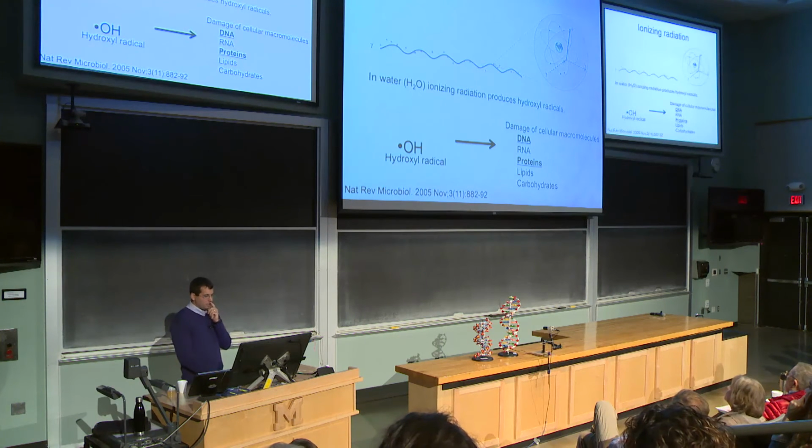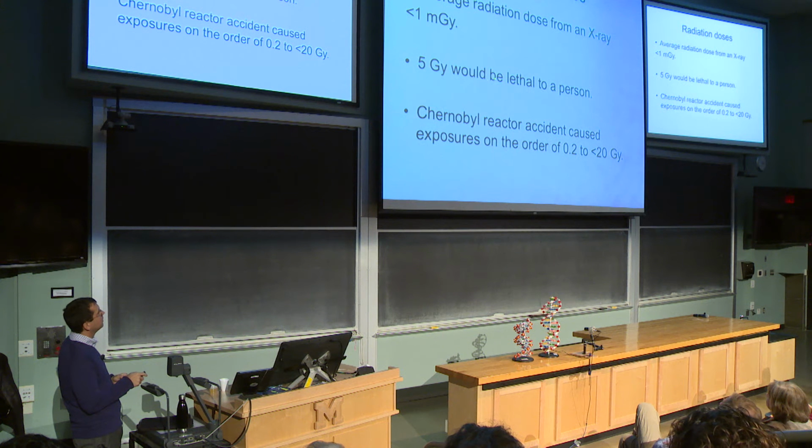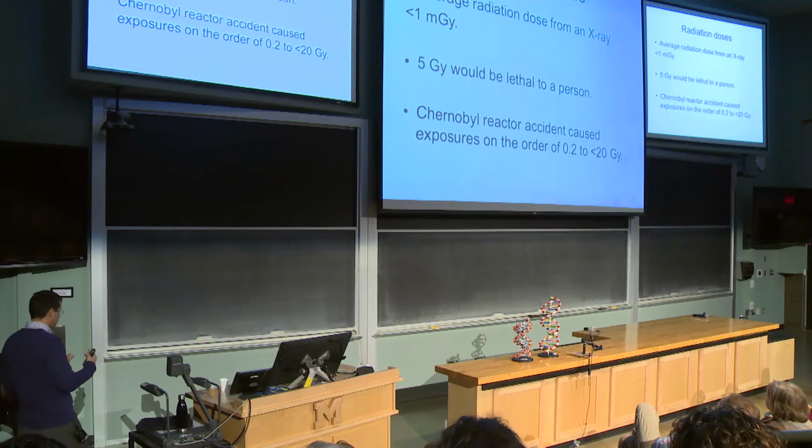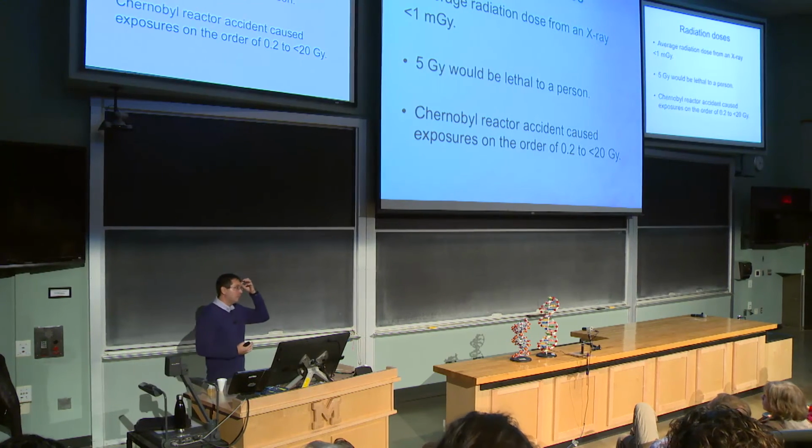All right. So when we get into this, I want to orient you a little bit to radiation doses. These are approximate. I don't have exact numbers for this, so just keep in mind these are approximate numbers. But I think the average chest X-ray, you would be exposed to less than 1 milligray, as a unit. A person who would be exposed to 5 grays, that would be a lethal exposure, a lethal dose.